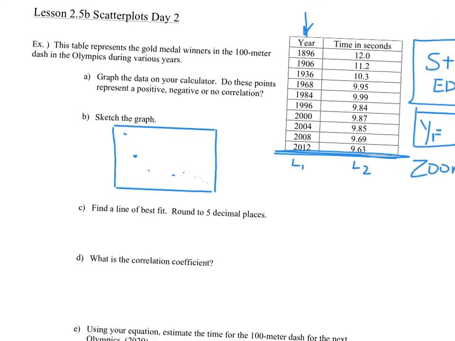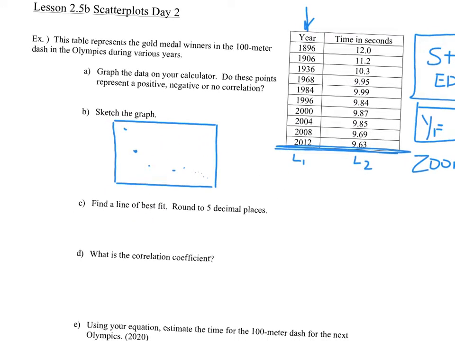Question A up here says, graph it on your calculator. Do they represent a positive, negative, or no correlation? This would be a negative correlation, right? It's on its way down. It has a negative slope to the line. Okay, so that's what you have there.